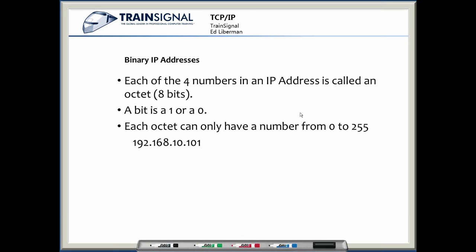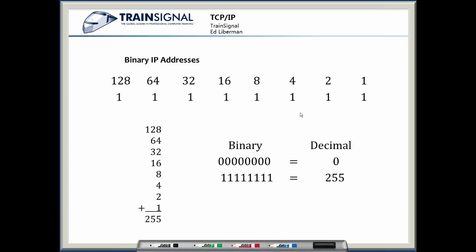So here are some of those rules that we saw previously, where each of the 4 numbers in an IP address is called an octet because it's actually 8 bits, each bit representing a 1 or a 0, and each octet can only have a number from 0 to 255. Again, the reason is because all zeros would be 0, and all ones, if you add up those first 8 columns, 128 plus 64 plus 32 plus 16 plus 8 plus 4 plus 2 plus 1, I hope I didn't miss one there, you get 255. And this, of course, makes it a little bit easier if you see it right here. If you add all these up, you get 255.